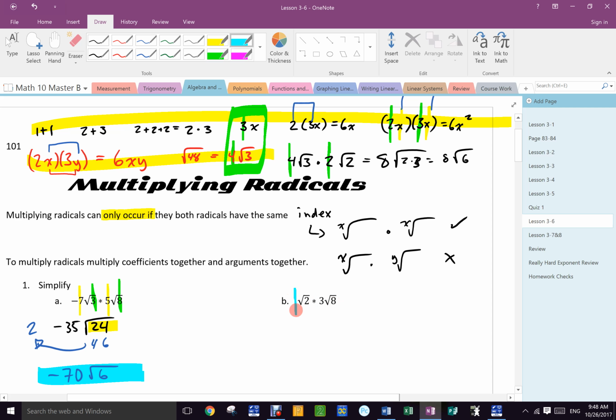Right? So let's look at this one. What do I do with the coefficients? Multiply them. But I have no coefficient there. Is it 0? It's 1. So what's 1 times 3? 3. What do I do under there? What's 2 times 8? That equals 3 root 16. Hey, wait a minute. Root 16. I know something about root 16. What is it? 4. So what comes out? 4. Did I leave anything under there? No.